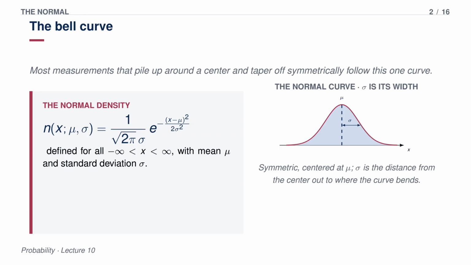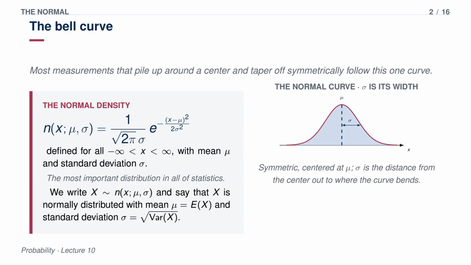It's defined for every real number from minus infinity to plus infinity, and it's pinned down by just two things, the mean mu and the standard deviation sigma. And it earns the title, the most important distribution in all of statistics. Heights, measurement errors, test scores, averages of almost anything, they all tend toward this curve.